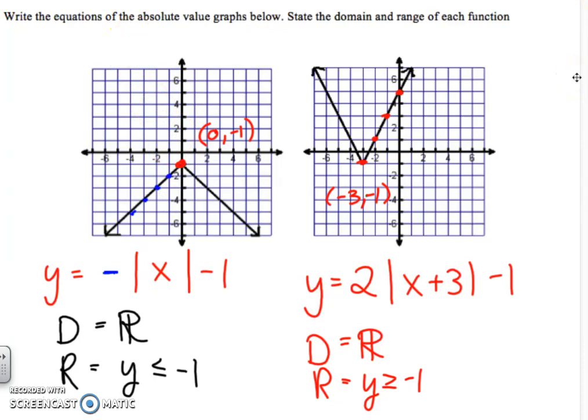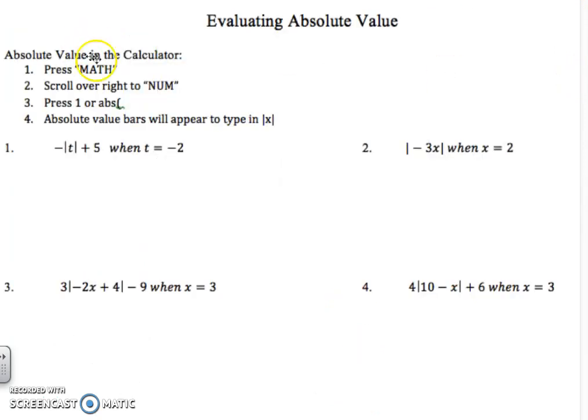All right, one more thing on evaluating, and the cool thing is we can do this in our calculator. I'll teach you these steps in a second, but when you evaluate, all you are doing is replacing the value they want inside everywhere where you see the letter. So I would start off with a negative, and then it wants me to put the value of t inside the absolute value. So I would put -2 inside the absolute value and add a 5.